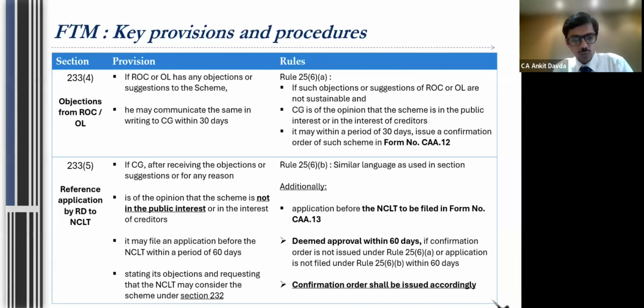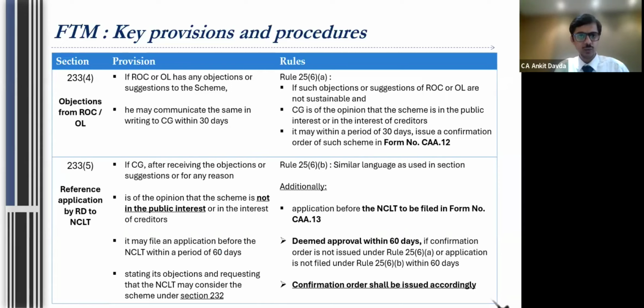The point is that RD does not have power to reject the scheme. What it can do is make an application before NCLT within a period of 60 days from the date of filing the application. So again, timelines are 30 plus 30 days only.